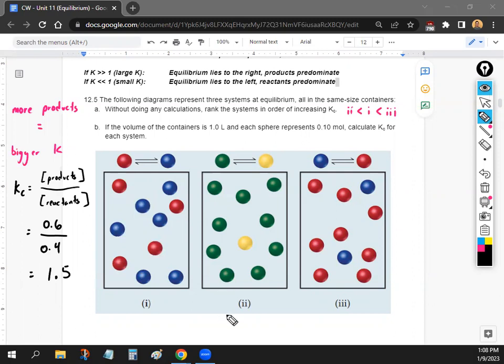And then if we calculate the other ones, which I didn't have you do, you'll get 0.11 and 4. And you'll notice that this prediction that we made without calculating is accurate. That's pretty much it. All you're doing for the K value is looking at the ratio between products and reactants. The more products there are, the higher the K value. Okay, easy peasy.